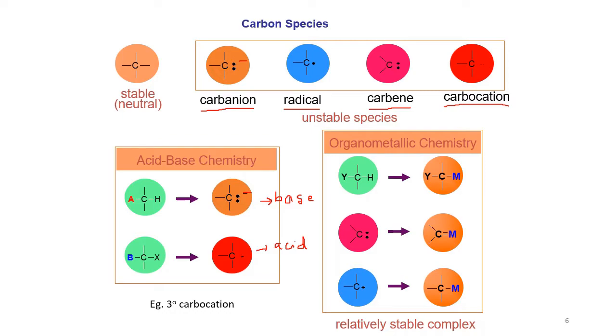And then we also have organometallic chemistry, which you have learned in the previous learning unit, learning unit 2, the Grignard reaction. These organometallic compounds usually form relatively stable complexes, where M refers to the metal. When a metal is bonded to carbon, it is normally called organometallic. Metallic refers to the metal, organo refers to the carbon.